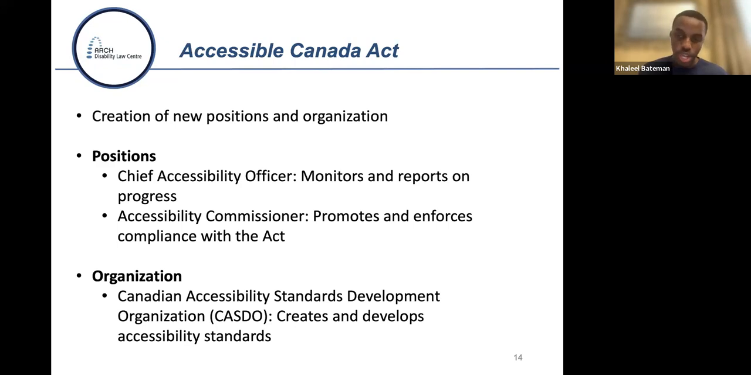The organization that was created as a result of the Act is called the Canadian Accessibility Standards Development Organization, which we will call CASDO. It's also known as Accessibility Standards Canada. This is an organization that creates and develops new accessibility standards. We will touch on the difference between regulations and standards soon and get into how they are created. These new positions and organizations play a very vital role in the execution of the Act and the progress towards its goals.